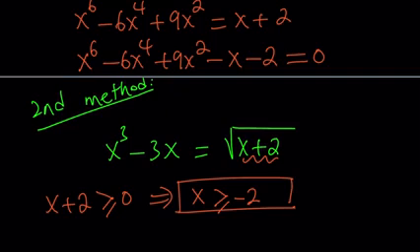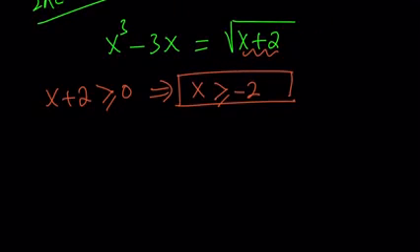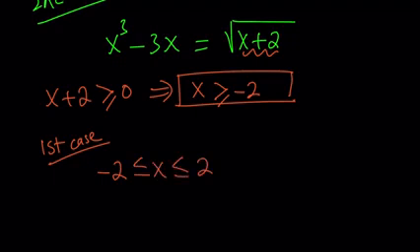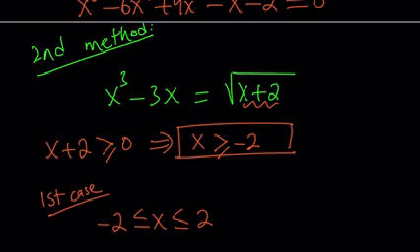Since we're going to use a special substitution, it makes sense to first assume our first case scenario. Let's call this the first case: assume that x is between negative 2 and positive 2. Now, why do we restrict x to that interval? I'll tell you in a little bit.